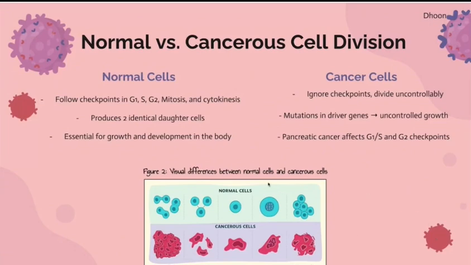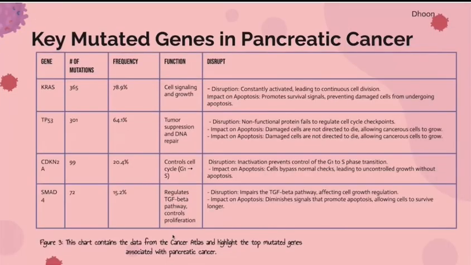In figure 2, we see the visual differences between normal cells and cancer cells. The top row is normal cells, where you can see a controlled amount of growth of cells, whereas with cancer cells, you can see an uncontrolled amount of growth and how disorganized it is. Now, key mutated genes in pancreatic cancer. In this chart, you can see KRAS, TP53, CDKN2A, and SMAD4.